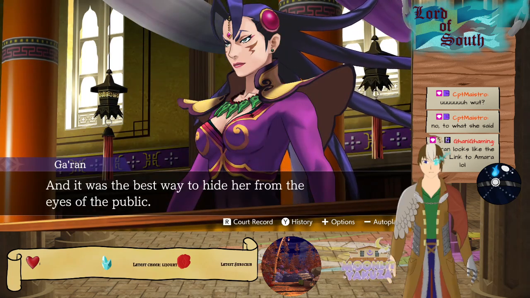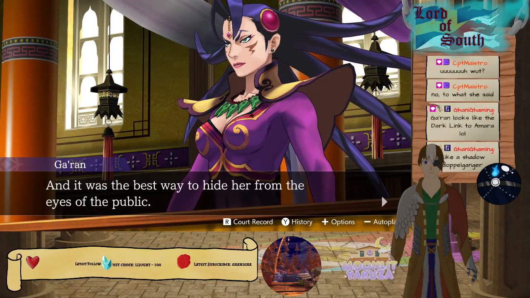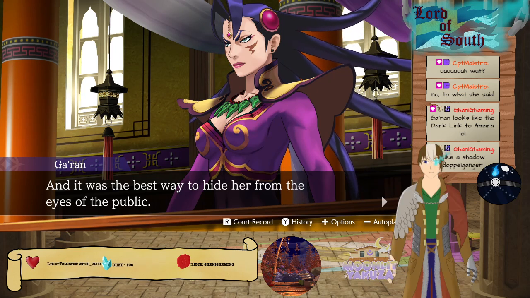Garan looks like Dark Link to Amara. Yeah, kinda actually. Like a shadow doppelganger. Yep.